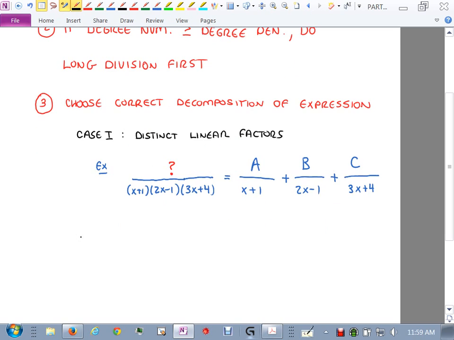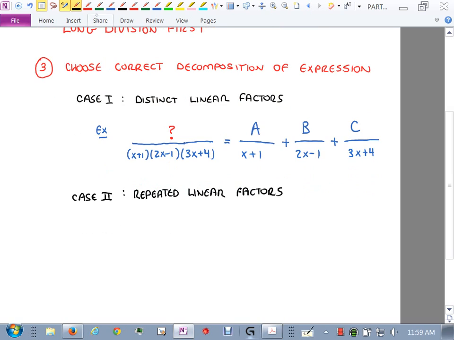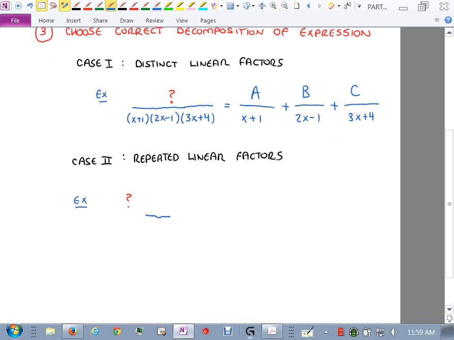Now, case 2 is where you have repeated linear factors. So that would be something like this. Again, I don't really care about what's on top. What if I had x plus 1 squared x minus 4 cubed?